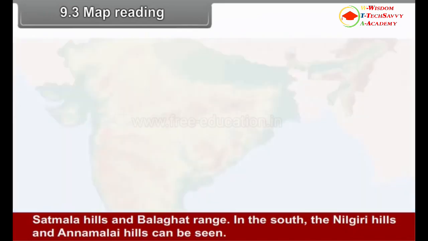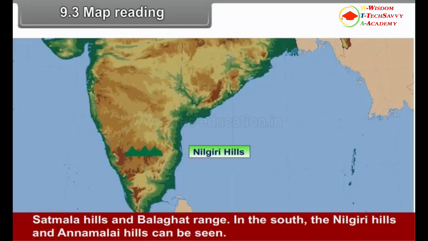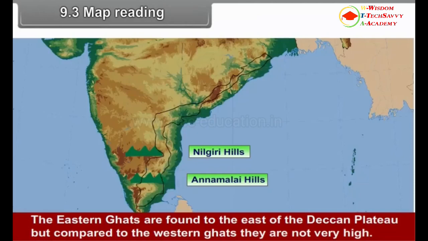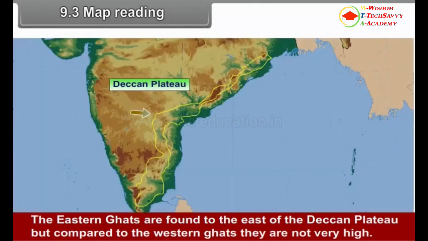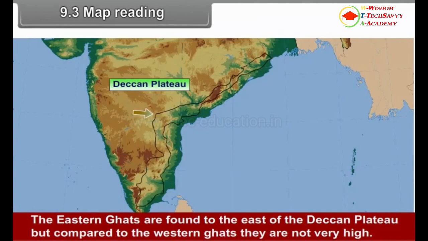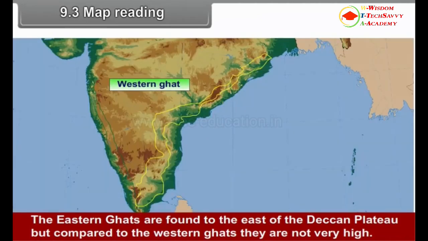Balaghat range. In the south, the Nilgiri Hills and the Annamalai Hills can be seen. The Eastern Ghats are found to the east of the Deccan Plateau, but compared to the Western Ghats, they are not very high.